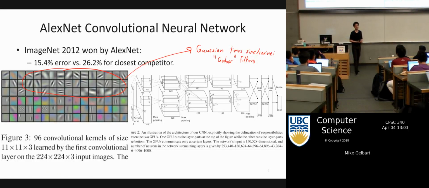And for those of you who've looked into neuroscience a little bit, these things kind of look like the Gabor filters. These kind of look like the filters that our brain uses to detect edges and that kind of stuff. So that made people very happy, because we like to say these neural networks are biologically inspired.